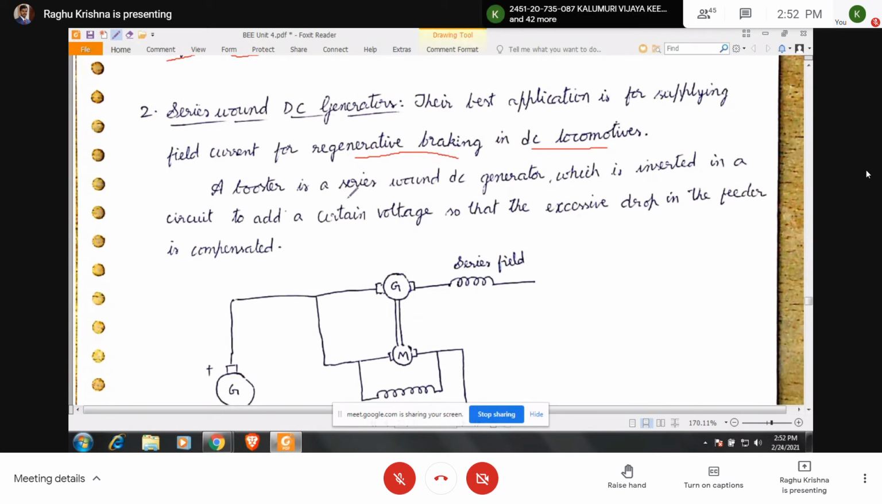One of the important applications is the booster. Booster means voltage booster. What is meant by voltage booster? It increases the voltage. A voltage booster is a series wound DC generator which is inserted in a circuit to add certain voltage so that excessive drop in the feeder is compensated.